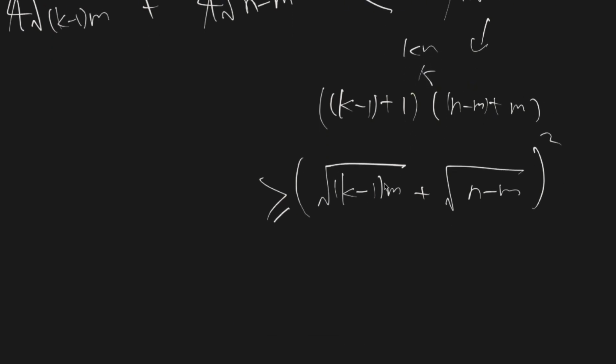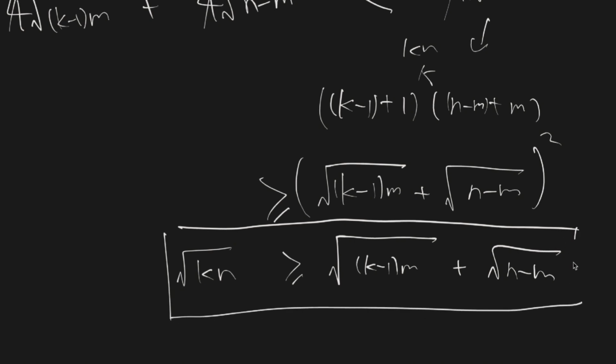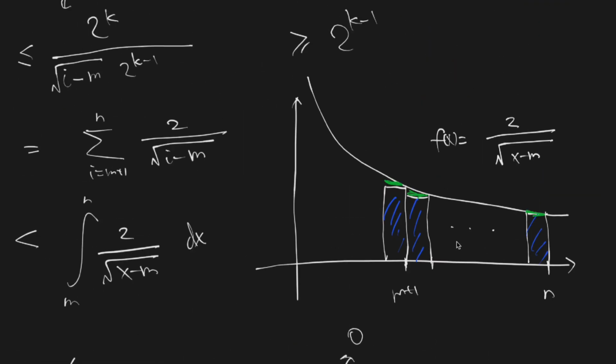Therefore, if I take the square root on both sides, by Cauchy-Schwarz, we have square root of kn is less than or equal to square root of k minus 1 times m plus square root of n minus m. And this thing, would you look at that? That is exactly what this is. Okay, so we are now completely done with the problem.